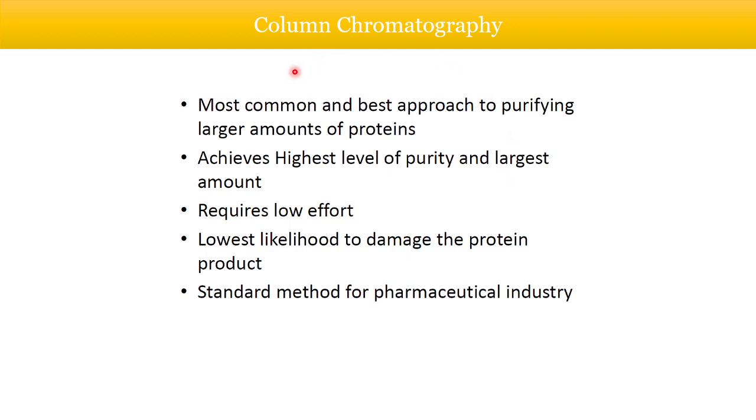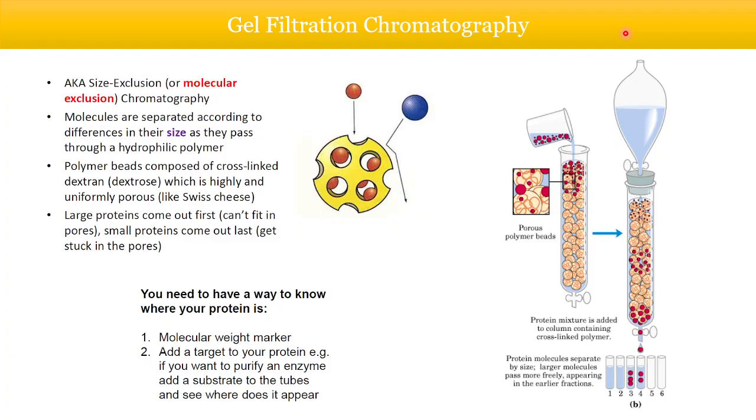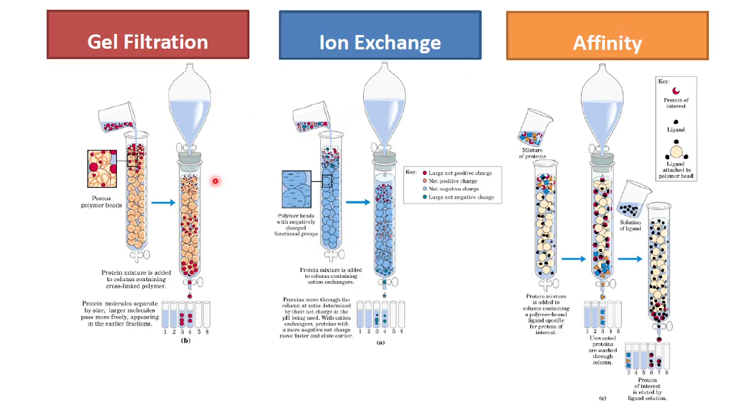Now, column chromatography is the most common and the best approach to purifying larger amounts of proteins. The highest level of purity and the largest amount of protein is achieved from the chromatographic techniques, it requires low effort, and it does not damage your protein product. It's the standard method for the pharmaceutical industry. We have talked about gel filtration, ion exchange, and affinity chromatography. So this is just a brief idea of the different techniques.